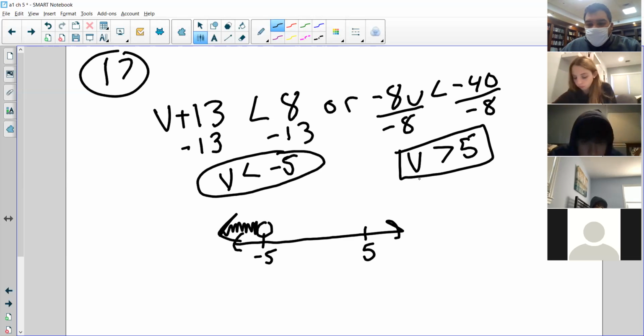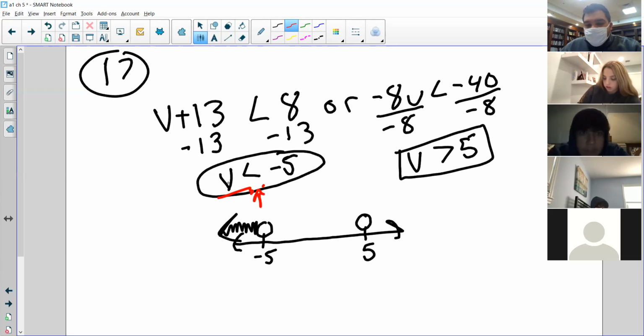And then v is greater than 5. So I got an open circle. Hey, I still don't get the shading. I did the shading wrong. Okay. Whatever the variable is, if it's less than, it goes to the left, and if it's greater than, it goes to the right.